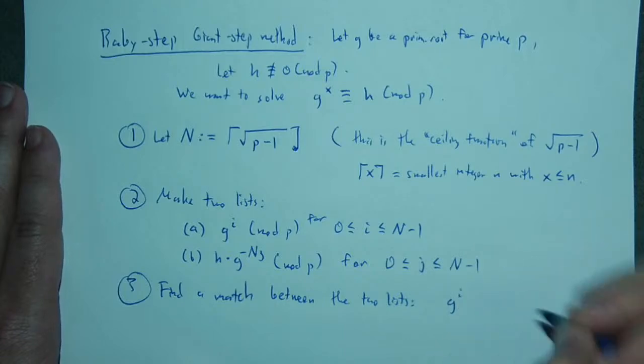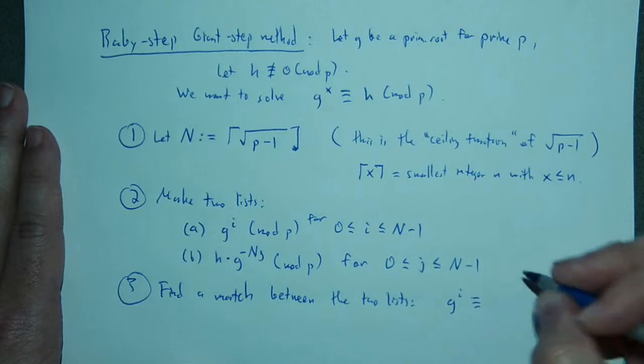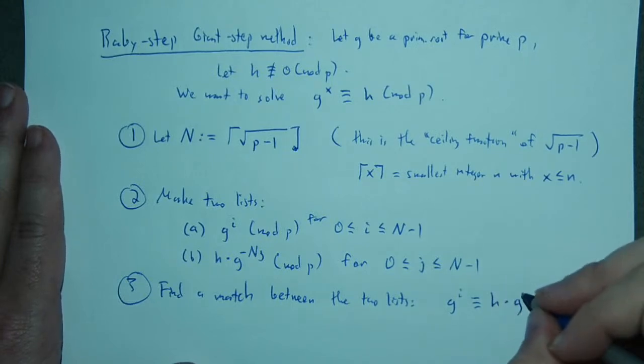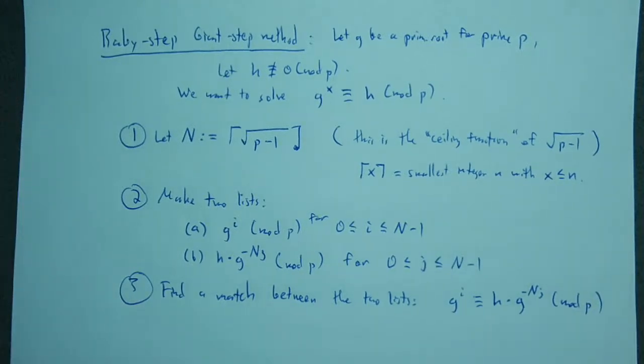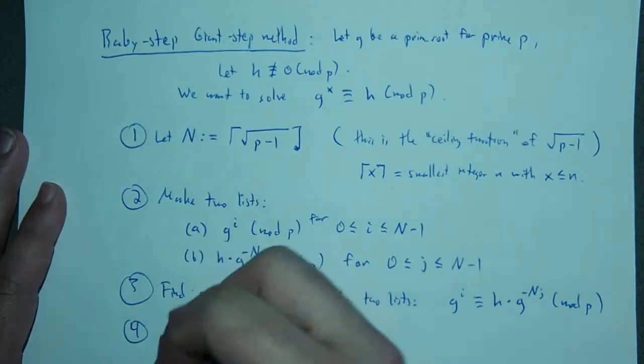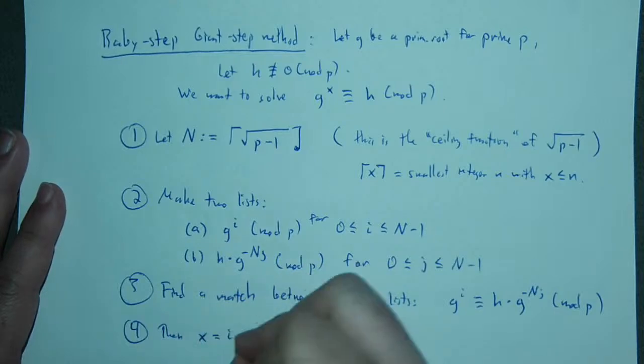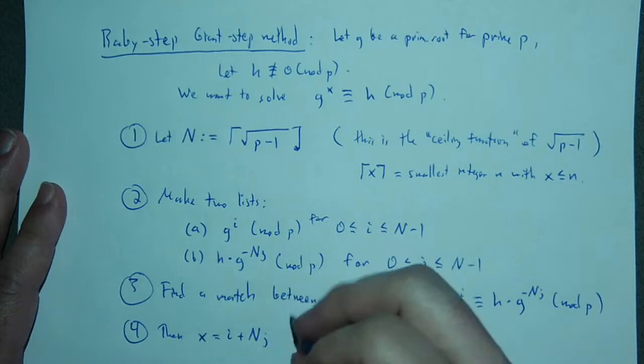So if you found a match, then g to the i is congruent to h times g to the minus N times j mod p. But you see what happens here. The second that I have this congruence relation, I can now multiply both sides by g to the N times j to get g to the i plus big N times j is congruent to h mod p. So I've solved the discrete log problem. So writing that in this way, then x, which is i plus big N times j, solves the discrete log problem.